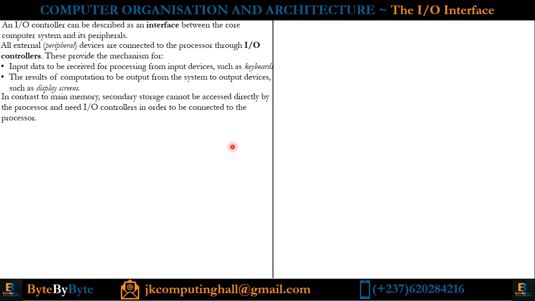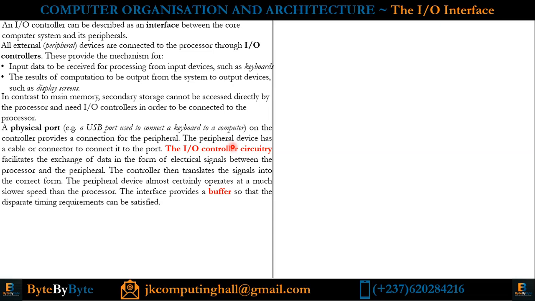In contrast to the main memory, secondary storage cannot be accessed directly by the processor. Remember in our last lesson, when we looked at the memory hierarchy, we saw that the secondary devices are at the bottom of the pyramid. So, not being accessed directly by the processor, they need an input-output controller in order to be connected to the processor. So we are seeing here that the input-output controller helps the secondary storage devices, the input devices, as well as the output devices to be connected to the processor. The main memory, in contrast, is directly connected to the processor.